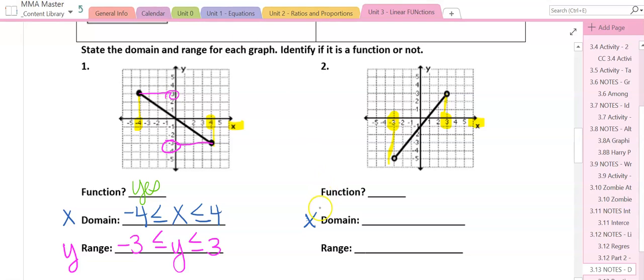So I'm going to write my two numbers. It goes from -3 to +3. It's my x value. And it doesn't include either one of them because they're open dots. So that would just be the less than symbols.